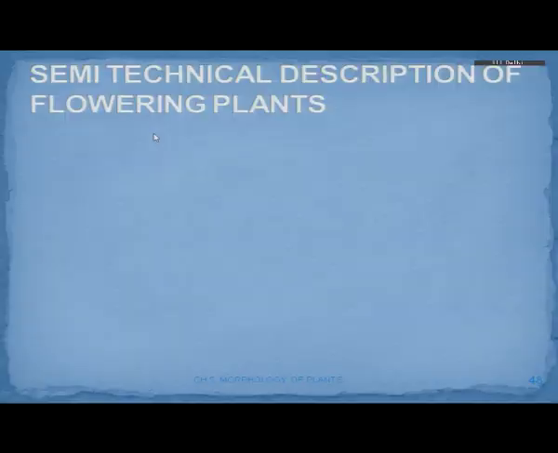Now, let us learn to describe semi-technically the flowering plants. Since the beginning I have been telling you that when we study morphology, it becomes very important that we learn to describe the features also. So, we have to learn to describe these features in a very scientific manner so that the description is apt, not very long, not very brief, but it should be accurate and correct all the time.